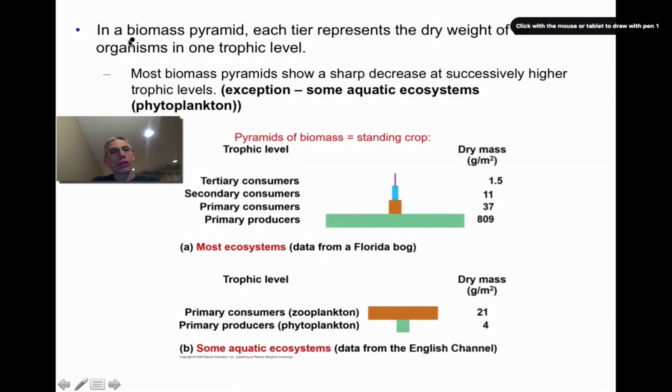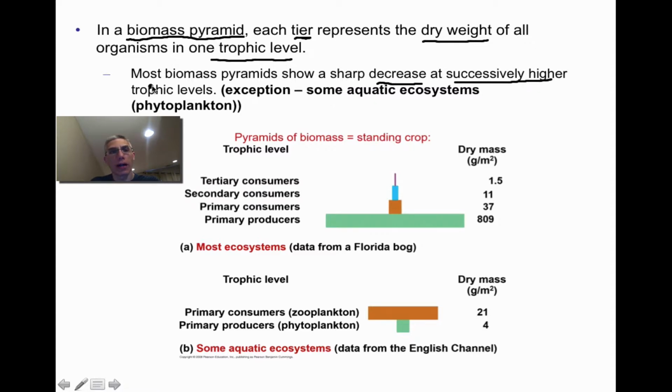Now, we also have something called a biomass pyramid. And in a biomass pyramid, each tier or level is going to be representing the dry weight of all organisms in that particular level. So, most biomass pyramids will show a sharp decrease at successively higher trophic levels. There is going to be an exception that we're going to look at in just a second, but I'm going to hold off on that one until we talk about this typical biomass pyramid. So this is going to be the pyramid of biomass. So this is going to be our standing crop that we're talking about.